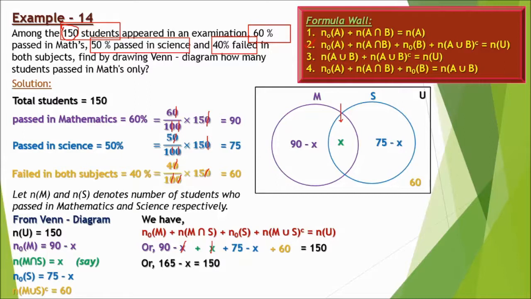Is it 165? Okay, let me check. Mistakes can happen. That is, 90 plus 75 is 165 already. I completely missed that 60, which will make it 225. Okay, our sum will be 225. So correct it, 225.